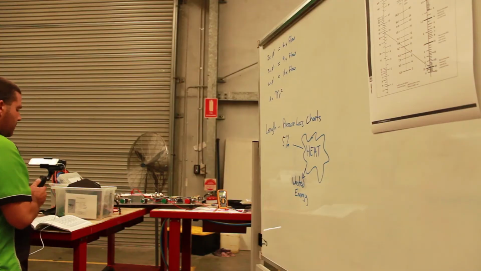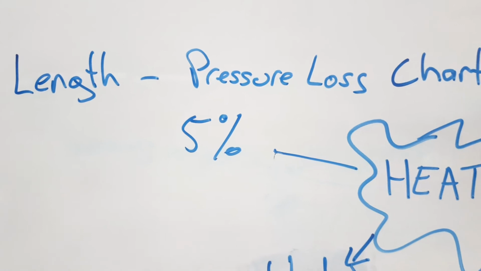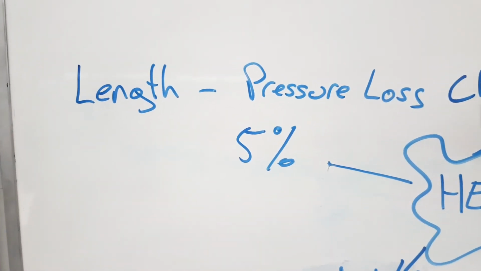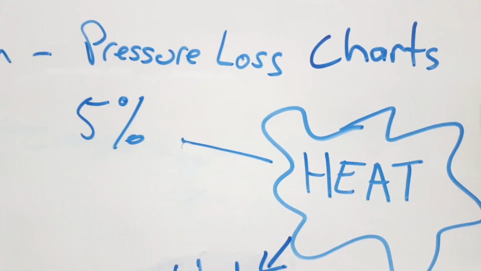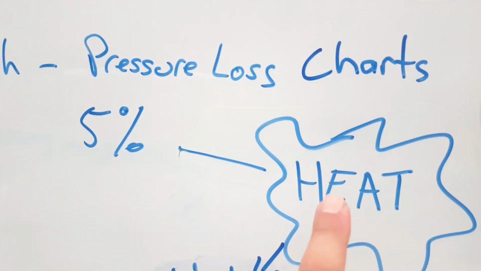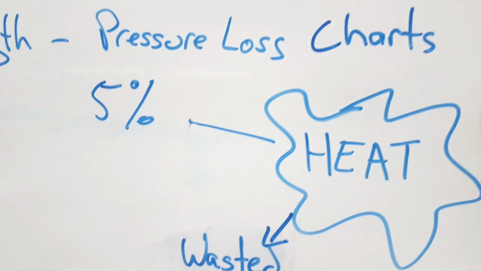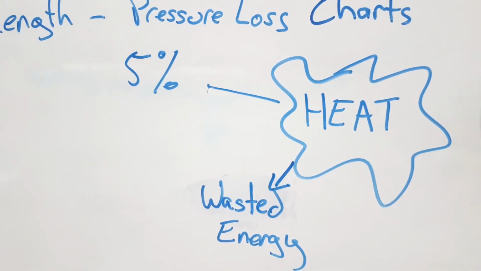If we go back to our board over here, we generally talk about 5% being the maximum that we want to lose in pressure drop. The reason for that is that 5% gets turned into heat. Now, heat in our hydraulic systems is always our enemy. We're always fighting it. But not only that, heat is wasted energy. So even more importantly, we're wasting energy.